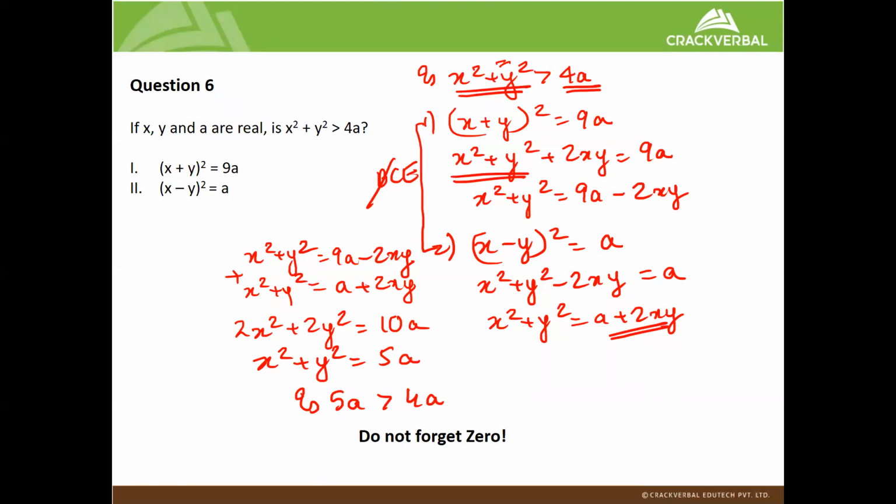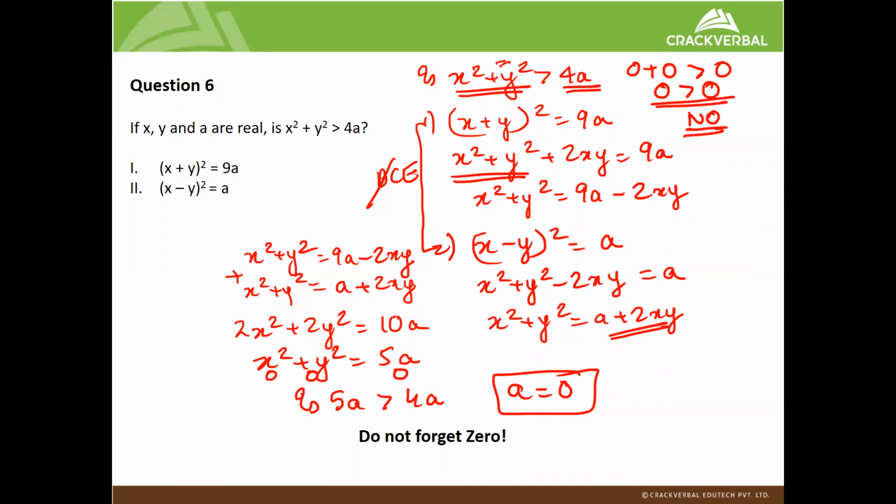The reason you've said that this is sufficient is because you've considered a to be positive. 5a will always be greater than 4a only if a is positive, but a can also be 0 here, right? If I put a to be 0, think about it. x to be 0, y to be 0, a to be 0, it's still going to satisfy the combined statements because x square plus y square will still be equal to 5a. And if x is 0, y is 0, and a is 0, and I take that and answer the main question, that gives me 0 greater than 0. Now 0 can't be greater than 0, right? So this gives me a no. This gives me the contradiction.